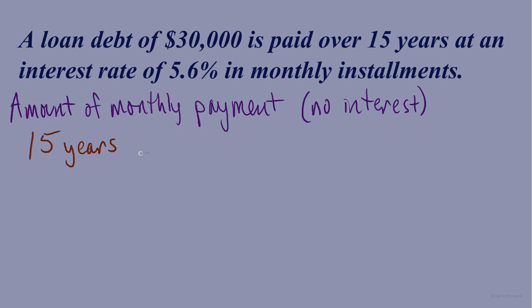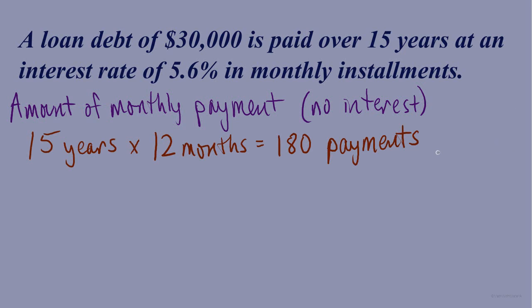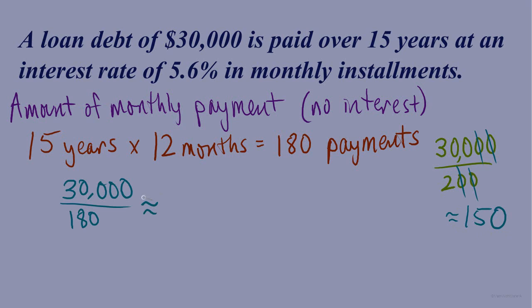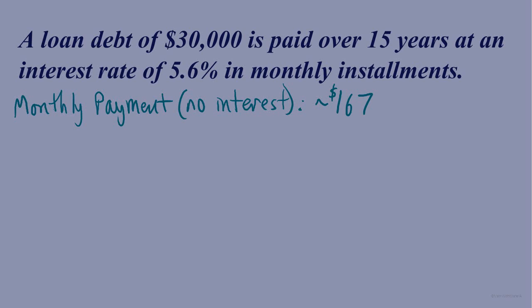If the loan is going to be paid off over 15 years, and we know there are 12 months in each year, there will be a total of 180 payments. A quick estimate might be the $30,000 total dollars over 200 payments. So a little easy division, and we can see 300 divided by 2, or about $150. And so dividing 30,000 by a slightly smaller number, only 180, gives us a little bit larger monthly payment, about $167. Now let's figure the interest into these payments.